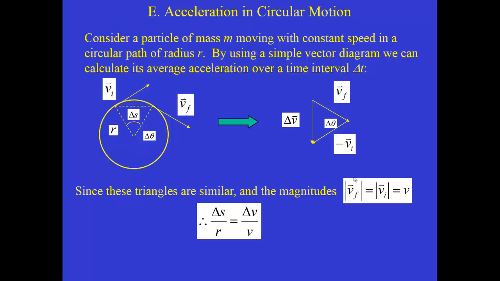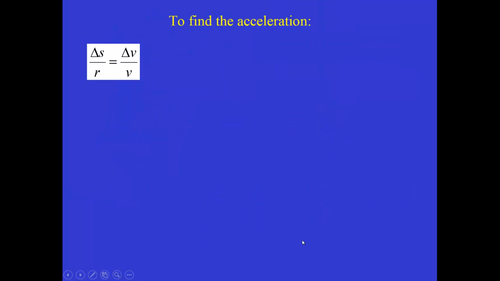And so since those triangles are similar, what we can do is make a ratio between the side opposite the angle, which over on the left is delta s, and then the radius of the path, which is the leg of one of the triangles. That ratio, delta s over r, is equal to, in the right-hand triangle, the side opposite the angle, which is the delta v, divided by the other leg of that triangle, which would be v. So delta s over r in the left-hand triangle is equal to delta v over v. Alright, so let's start on the next slide at that starting point.